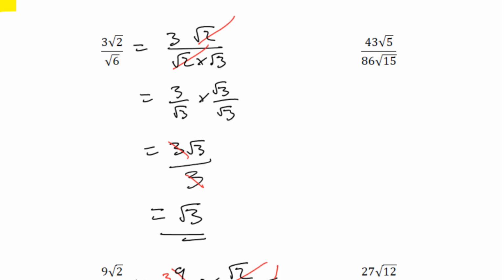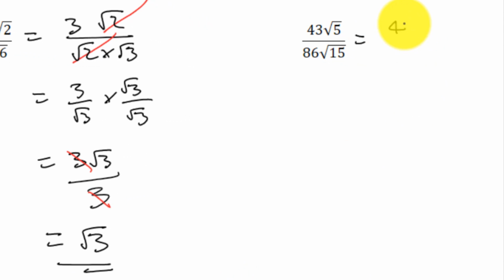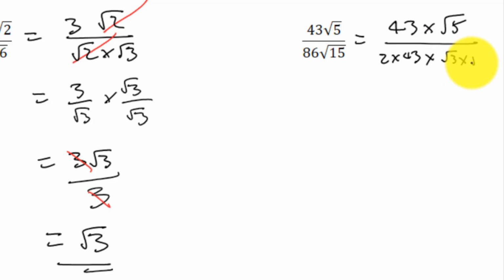Okay, let's just create a bit more space over here. And we've got here 43 times root 5, so that's 43 times the square root of 5. Can't do much on simplifying of that. 86 is the same as 2 times 43. And square root of 15 is the square root of 3 times the square root of 5. So we can see we can cancel out the 43s and we can cancel out the square root of 5s. So on the top, if we cancel out, that'll leave us 1, because 1 times 1 is 1.